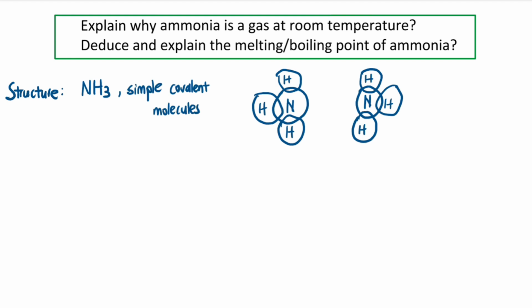Then the next thing we can do is to explain the forces of attraction present in the substance. In the case of simple covalent molecules like this, there are two forces of attraction. The first one is inside the molecule, which I shade here in green. Within the molecule, there exist strong covalent bonds. And in the case of ammonia, the covalent bonds exist between the nitrogen and hydrogen atoms.